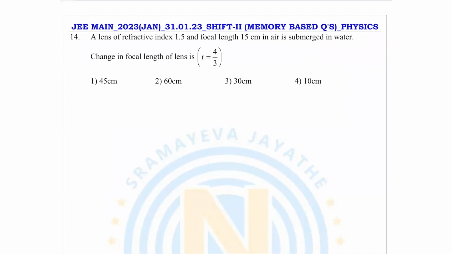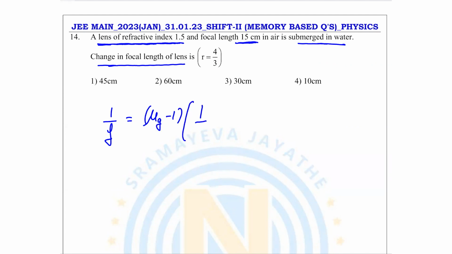This is another standard question, very common. A lens of refractive index 1.5 and focal length 15 centimeter here is submerged in water. We want to find the change in focal length. Focal length is given by this formula. When a lens is in air, it is mu of the glass minus 1 times 1 over R1 minus 1 over R2. This is the famous lens maker's formula.